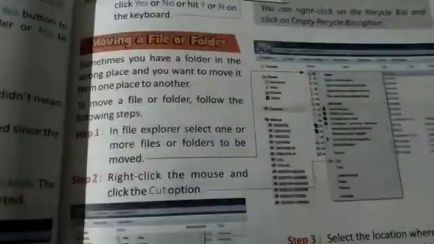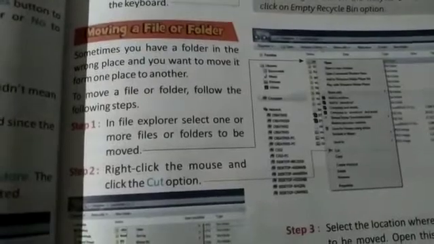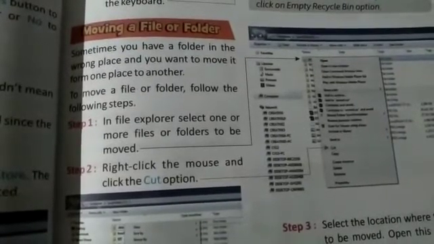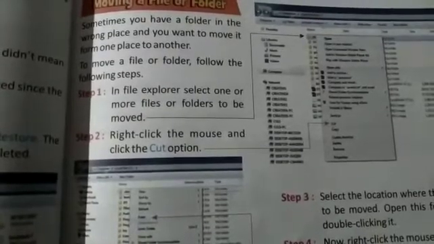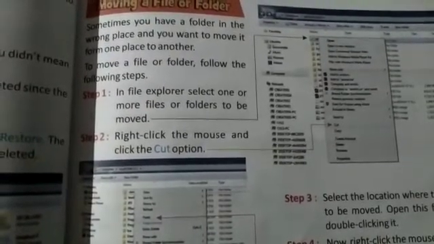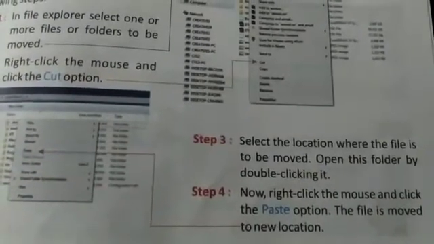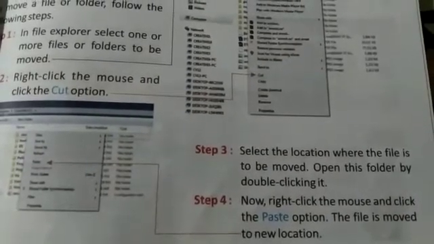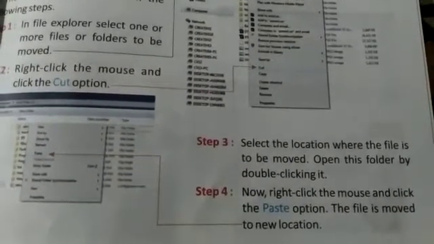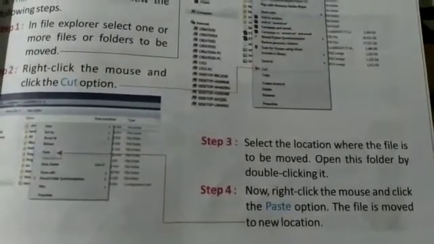Then your next heading is moving a file or folder. To move a file or folder, you have to follow these steps. In File Explorer, select one or more files or folders to be moved. Then right click the mouse and click the Cut option. Then select the location where the file is to be moved. Then open this folder by double clicking it. Now right click the mouse and click the Paste option. The file is moved to a new location.